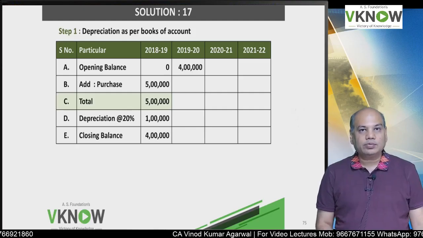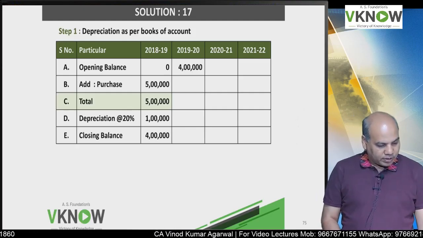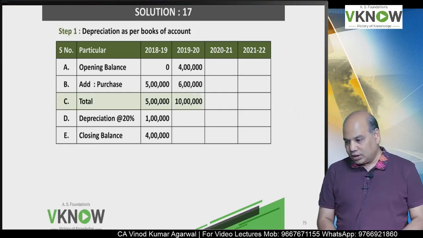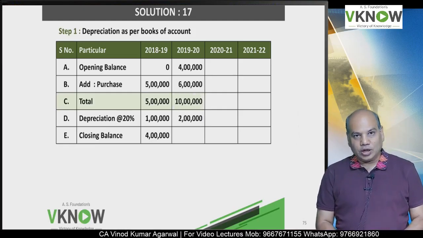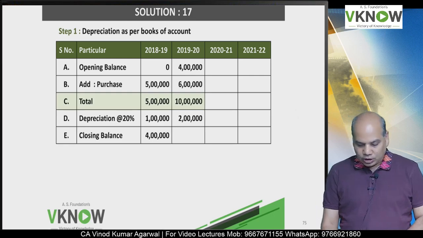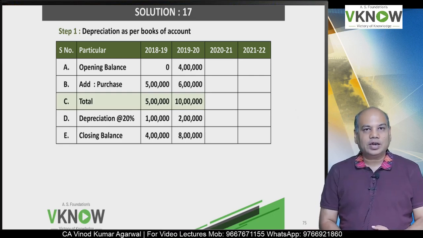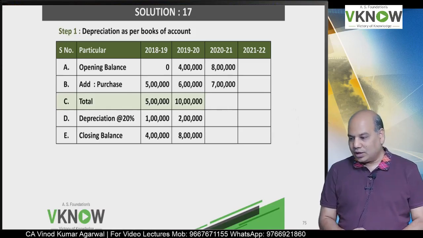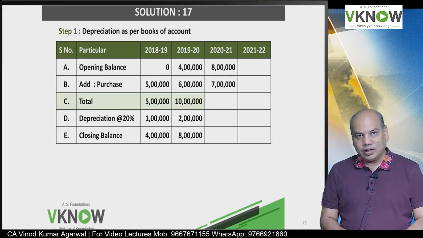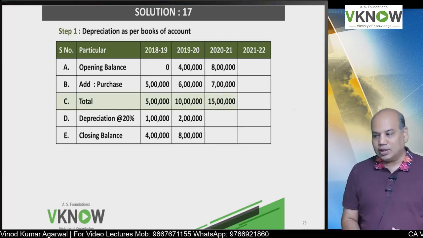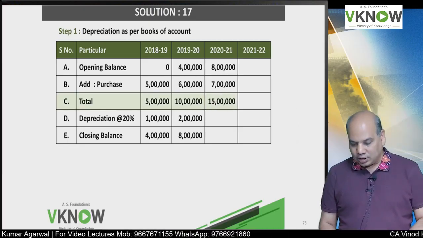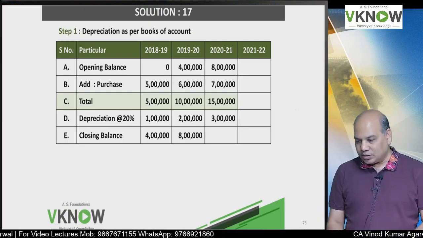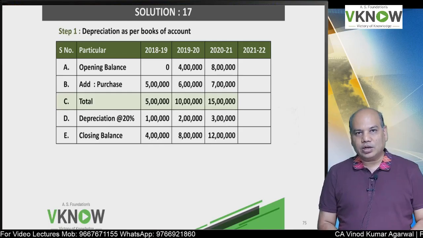Next year opening balance 4 lakh. Do we have any purchase in the second year? Yes, 6 lakh. Total 10 lakh. Depreciation 2 lakh. Closing balance 8 lakh. Add purchase 7 lakh. Total 15 lakh. Depreciation 3 lakh. Closing balance 12 lakh.